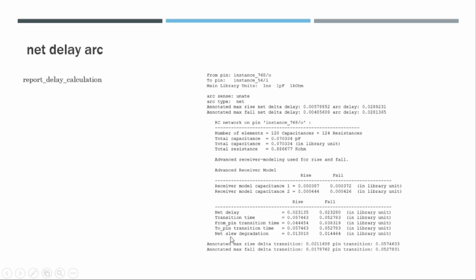All right, and also you have the net slew degradation. This is one very important thing that you would see, right? Like if you see that the input from pin transition time was 44 ps and to pin transition was increased to 57 ps. So the slew has been degraded about 13 ps from the input to the output. I mean the from pin to the to pin, right? So this much is the degradation in the slew. These are the information that you can use to analyze any timing arc in any critical timing paths.